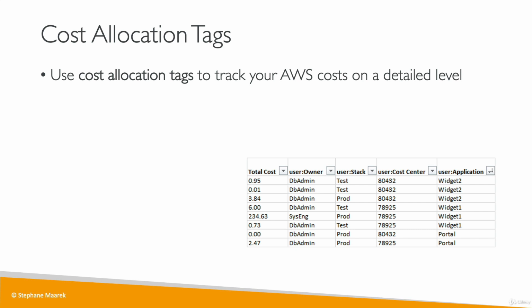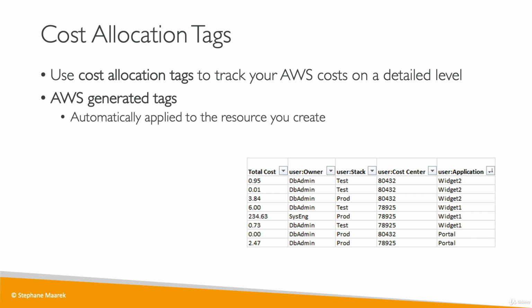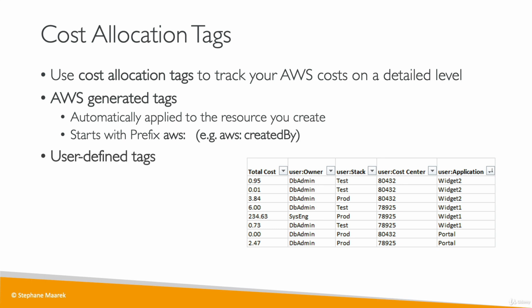So for this, you can use different tags. You can use the AWS generated tags, for example, that will be automatically applied to the resource that you create, and they will start with the AWS prefix, for example, AWS created by, and you can also define your own user tags that will be defined by the user that will start with the prefix user colon. And this will be helpful, for example, to tag your resources and then have them grouped by cost center, by tag, by owner, by stack, by application, and so on.